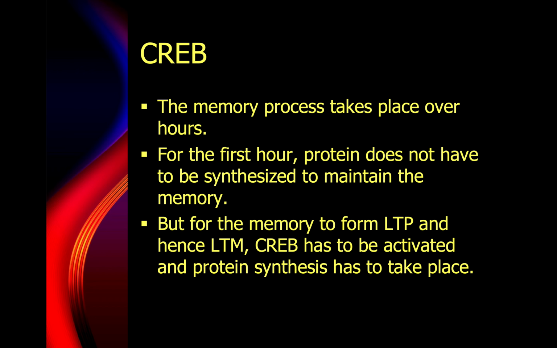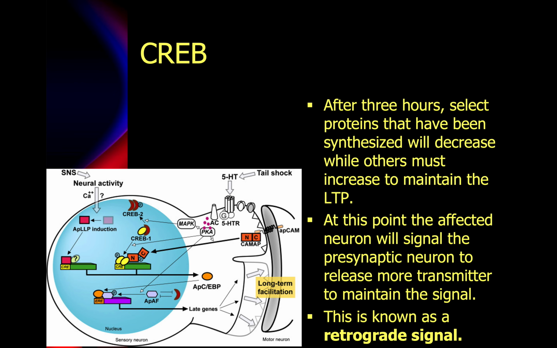The memory process takes place over hours. For the first hour, protein does not have to be synthesized to maintain the memory. But for the memory to form long-term potentiation and hence long-term memory, CREB has to be activated and protein synthesis has to take place. After 3 hours, select proteins that have been synthesized will decrease while others must increase to maintain the long-term potentiation. At this point, the affected neuron will signal the presynaptic neuron to release more transmitter to maintain the signal. This is known as retrograde signal.